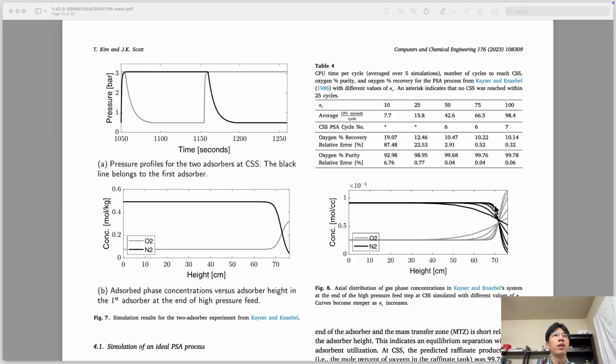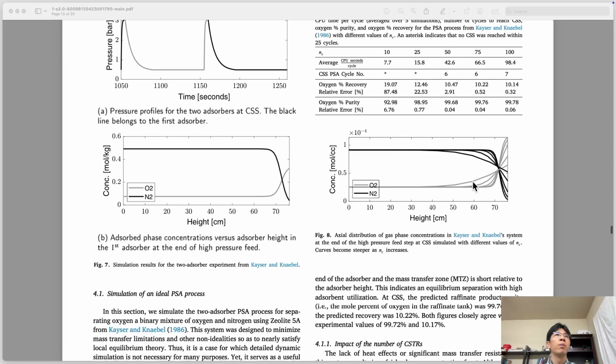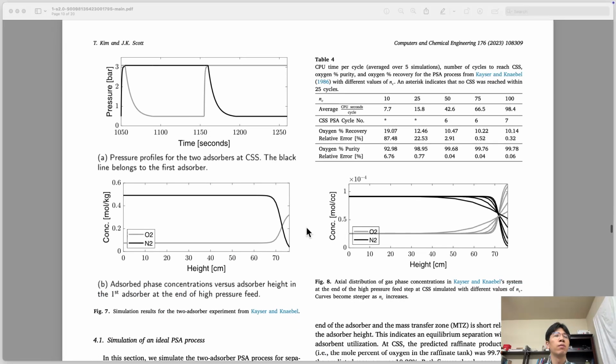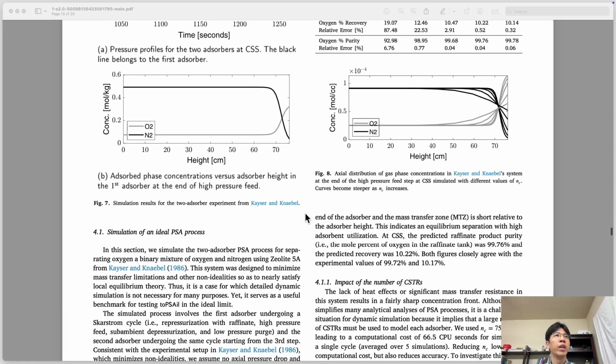after you increase CSTRs to 75 and 100, the difference gets smaller. So we need more than 10 CSTRs for sure, but above 50, I think we're getting the right accuracy. So this is how you determine the number of CSTRs. It's to run a bunch of simulations to decide how many CSTRs you're going to need.